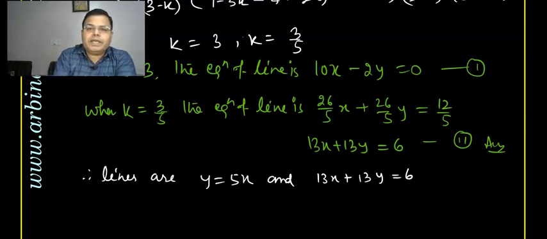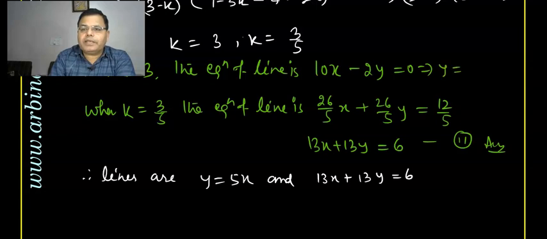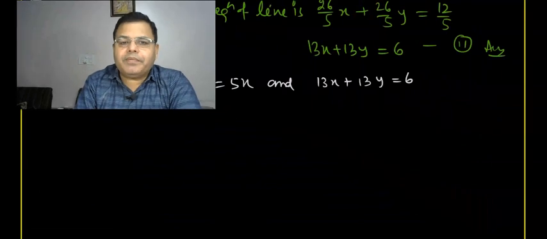Because this can be written as, let me write this, y is equal to 5x, right? So these are the two lines. This one was a very good question with great concepts. So you must remember all these three types of equations that will represent a family of lines.